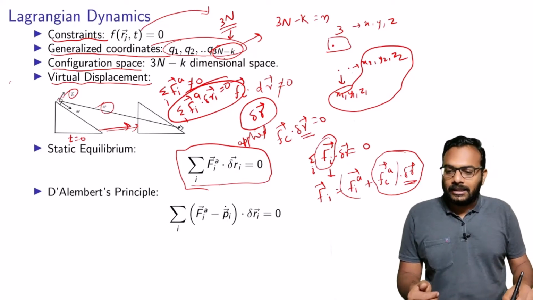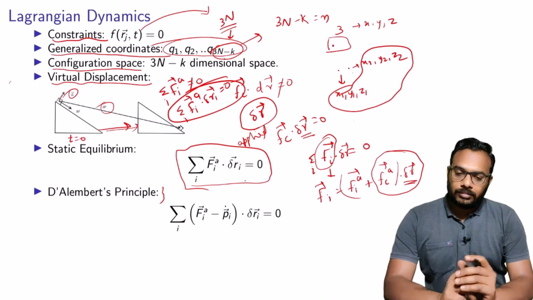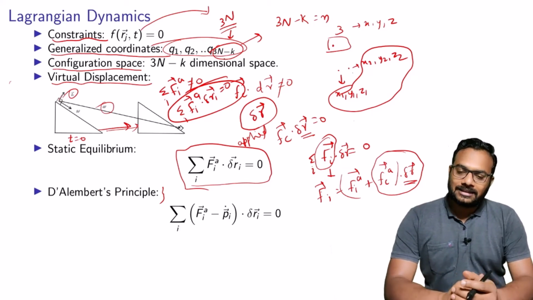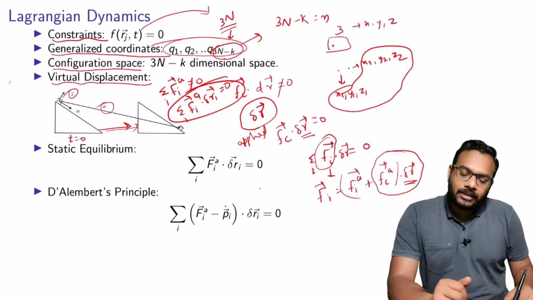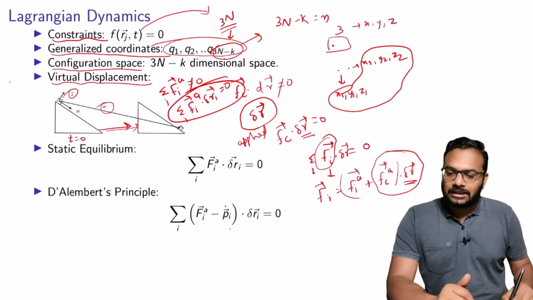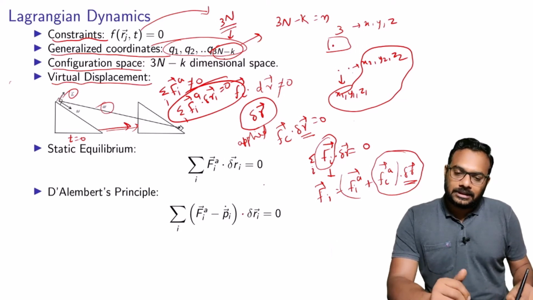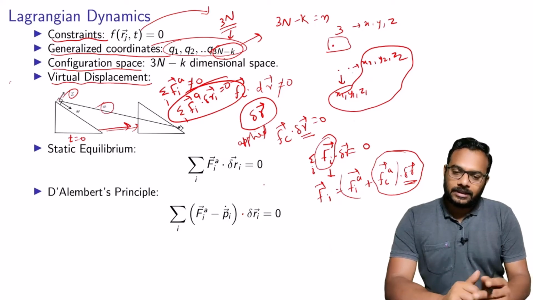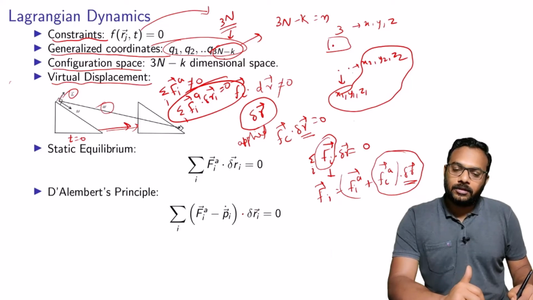That's the idea. Now, D'Alembert's principle makes use of this idea of virtual work, the idea that the virtual work done by constraint forces is 0, in order to eliminate the constraint forces from the dynamics. He starts with Newton's equation and rearranges it: Fi minus Pi dot is equal to 0. Then you take the dot product with the virtual displacement, and once you do that, you will see that all the constraint forces are eliminated from the formalism.